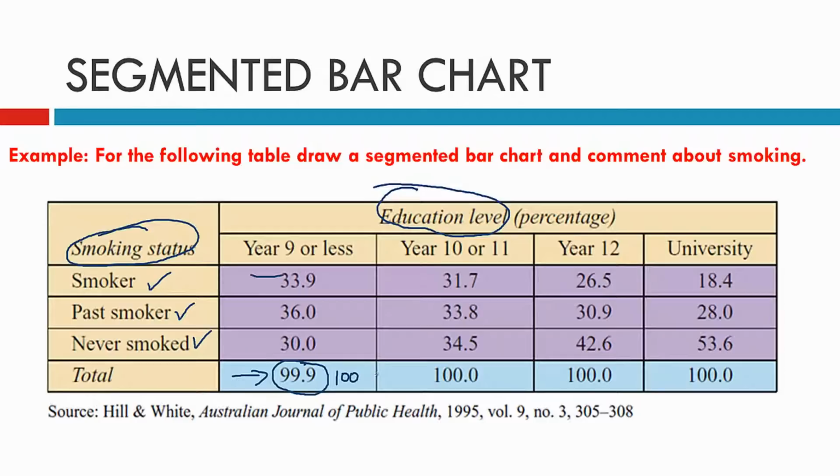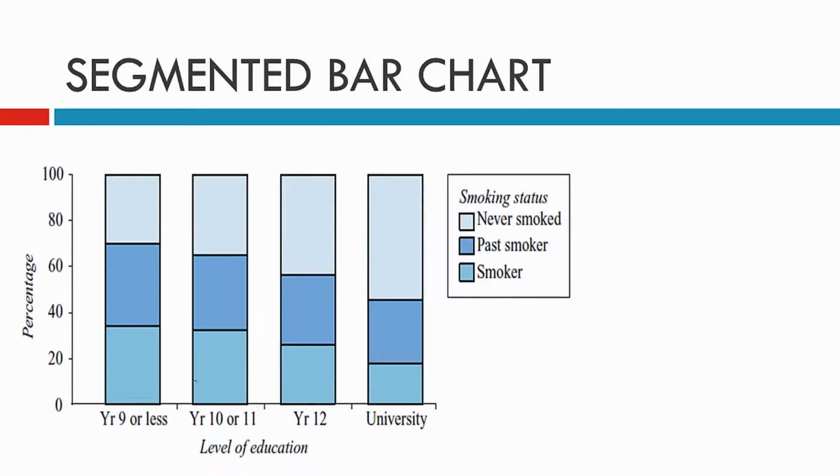So we're going to make this segmented bar chart. I'm not going to go through all the table, I'm sure you can see it. For the first one, year 9 or less, it was 33.9 for the smokers, and you can see that's roughly 33.9 in there. Then the second part of year 9 or less is the past smoker, which is at 36%, and if you add the two together, that's about 69.9, about 70, which is about the halfway mark. The other 30% is the rest of it, which was the never smoked.